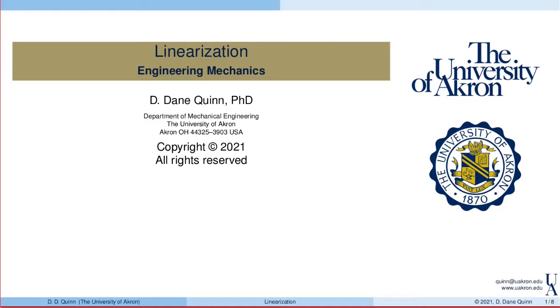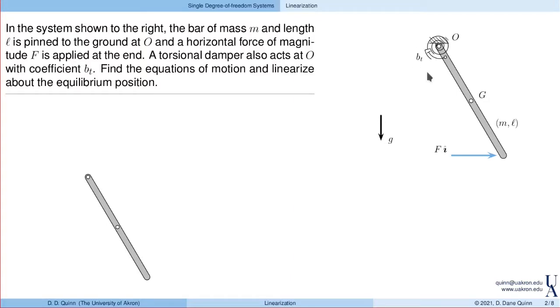Today, I'd like to focus on linearization of mechanical systems. So when we derive the equations of motion, oftentimes those equations end up being nonlinear. But under certain conditions, we can linearize those and find an equivalent sort of spring mass damper model. Here's the example that we'll look at today.